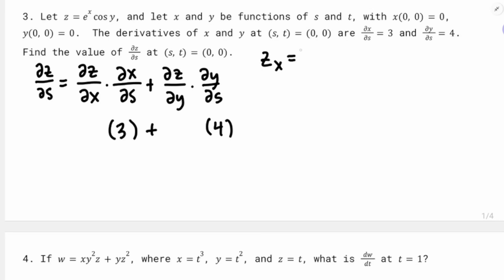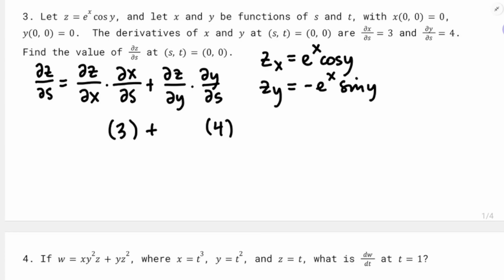So zx equals, well, cosine y is a constant. If I was taking the derivative of 5e to the x, that would be 5e to the x. So this thing is going to be its own derivative, e to the x cosine y. And then with respect to y, I'll be taking the derivative of cosine, and that's negative sine, so negative e to the x sine y.